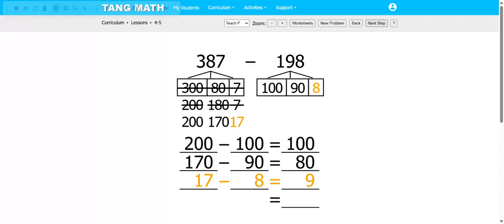Now, all I have to do is take my partial differences and combine them to get my answer. You're going to practice doing the same thing using a worksheet.